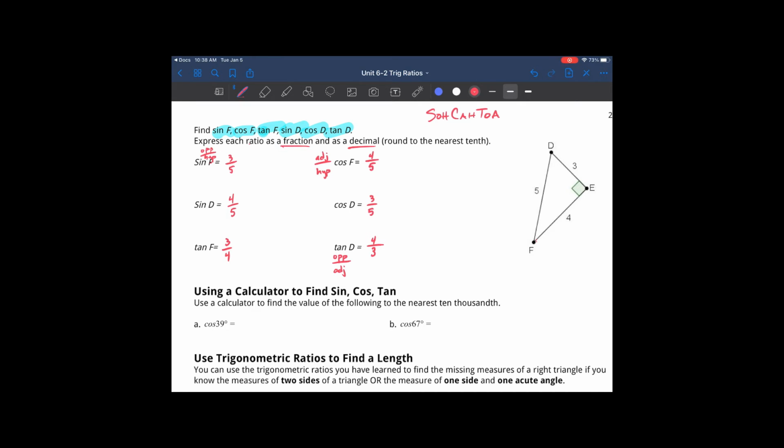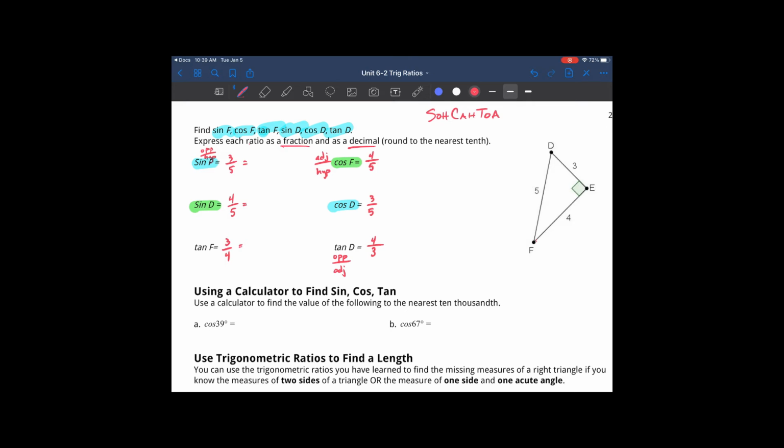Now let's do some pattern recognition here. Notice these two are the same. And with a different highlight, notice that these two are the same. We talked about that on the previous page. So it's quick and easy: if you need to find the cosine of F and you know it should be the same as the sine of D, then you can just write it down without having to think about it too much. And then let's do the decimal versions.